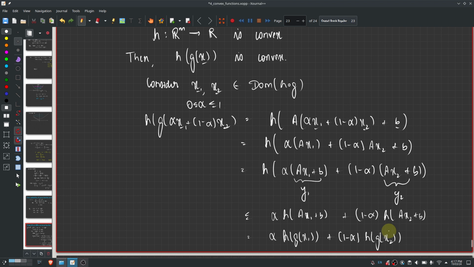But this is true only if g is an affine function. I'm not making this statement for general convex functions g. We investigate that a little further, but this holds purely because g of alpha x1 plus 1 minus alpha x2 is nothing but alpha g of x1 plus 1 minus alpha g of x2. That's an equality. Right?